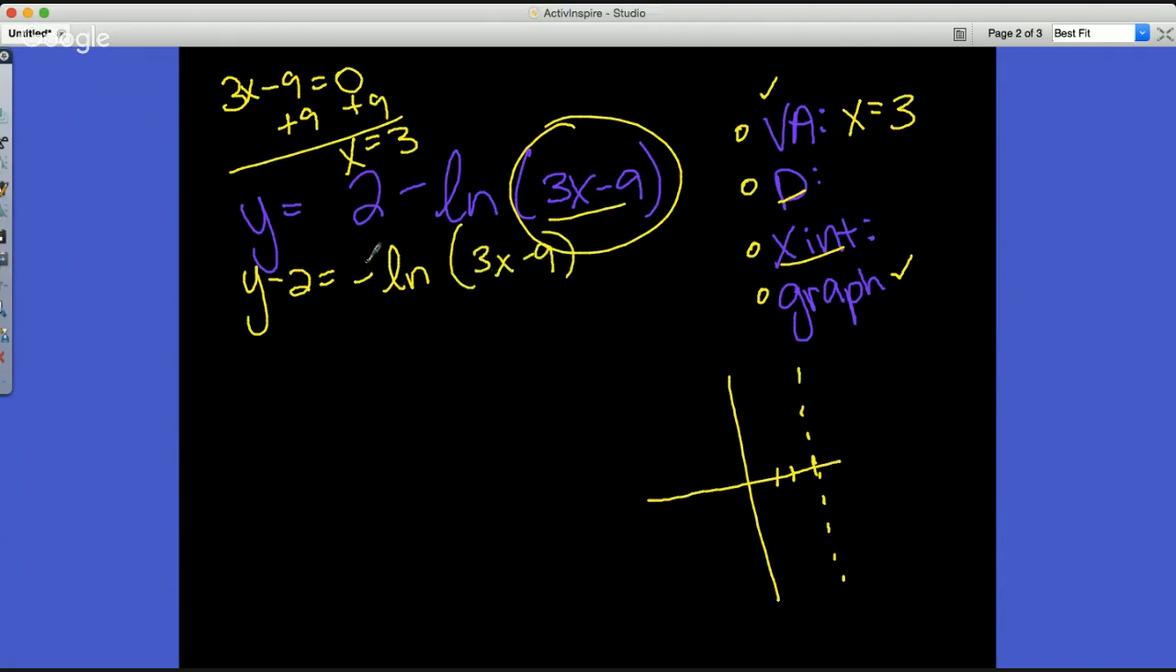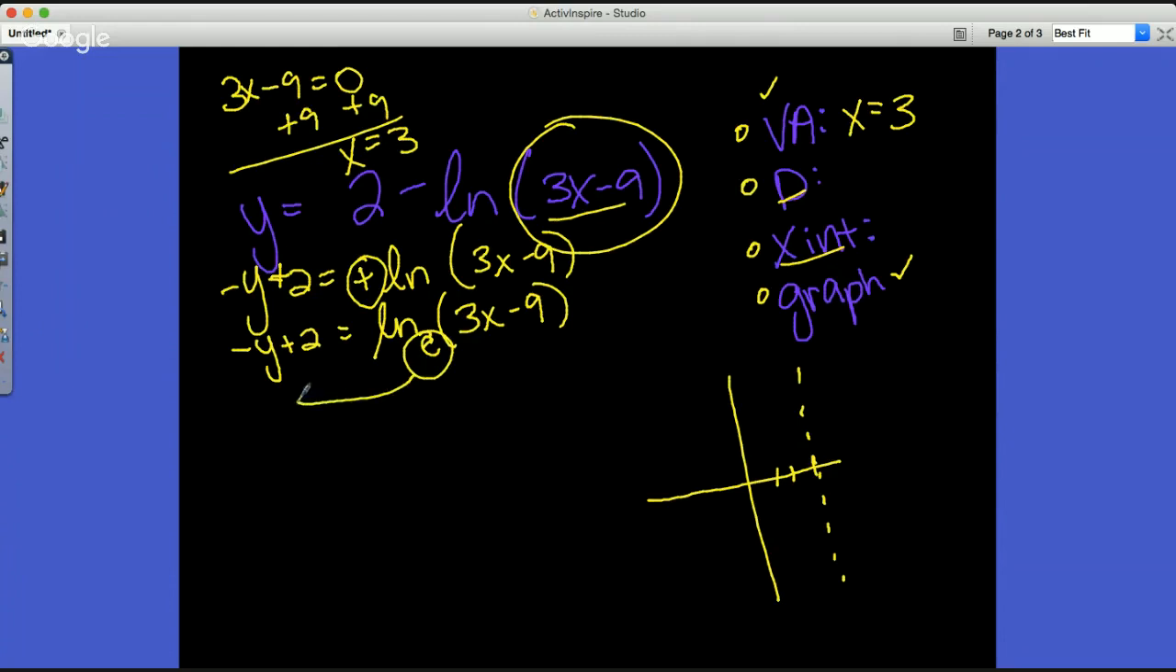Okay. Now, once I get rid of this negative, which I want to because I don't want a negative there, I can as long as I change these other two. So it'd be negative y plus 2. Now I have ln of 3x minus 9 equals negative y plus 2. Remember the base is e, right? I could shoot e to the other side to get e to the negative y plus 2 equals 3x minus 9, okay? Now, once I get to this point, I can add 9 and then divide by 3 and go from there.